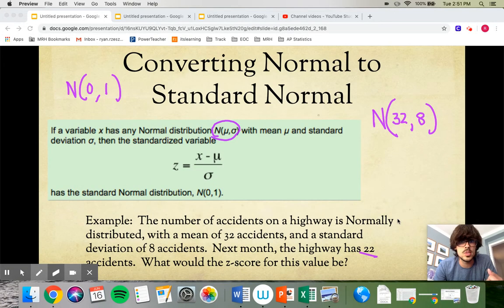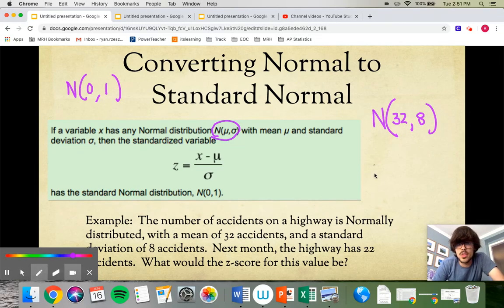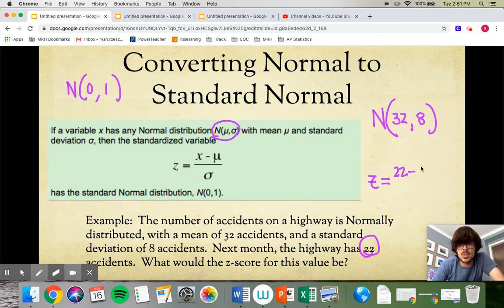Before we are allowed to use this table, we have to take the information from the problem and figure out the z-score. We have to standardize it using our nice formula we learned about earlier. So this month, there were 22 accidents. So this problem's x value is 22. That's what happened and what we're looking for. We subtract the mean, which is 32 accidents, and then divide that by the standard deviation of 8. This is just how you find a z-score. If you do this, it's negative 10 over 8, which is negative 1.25. This is the z-score for that value.